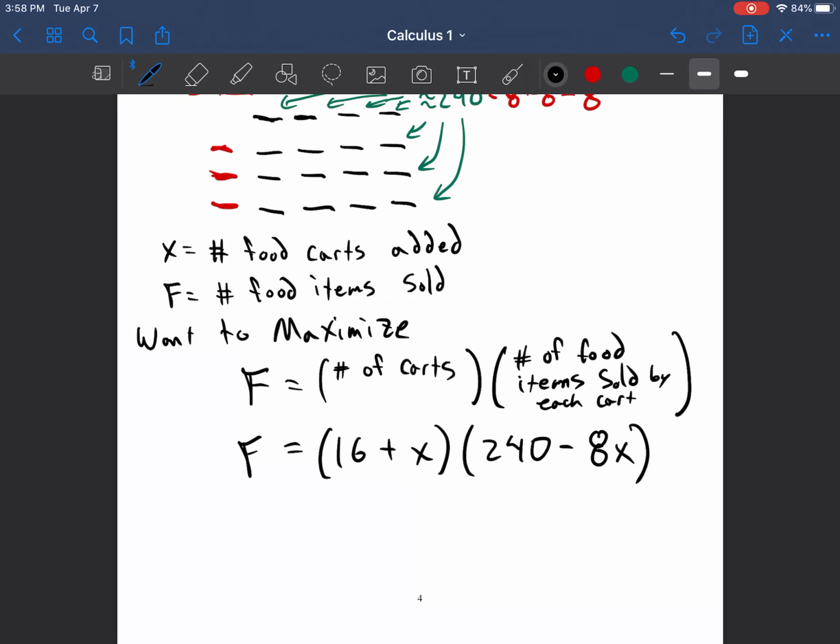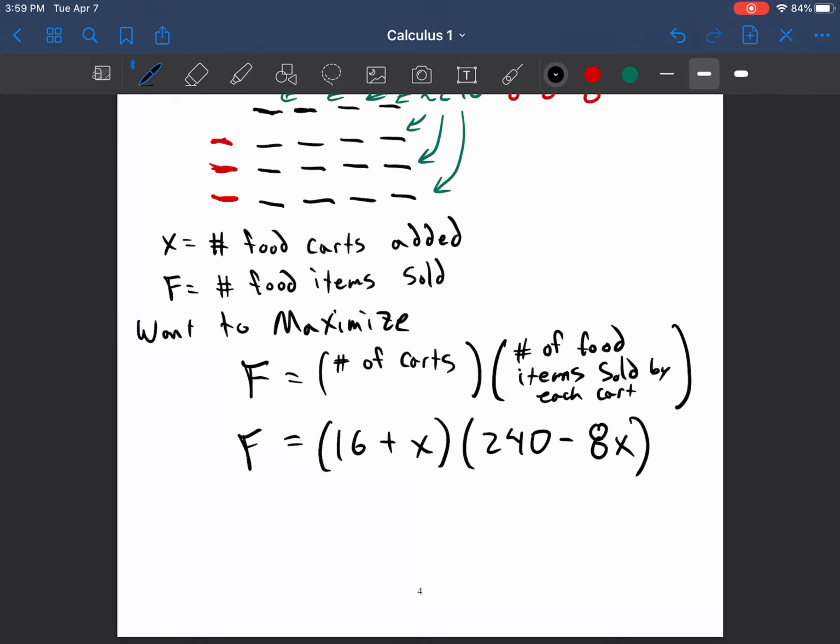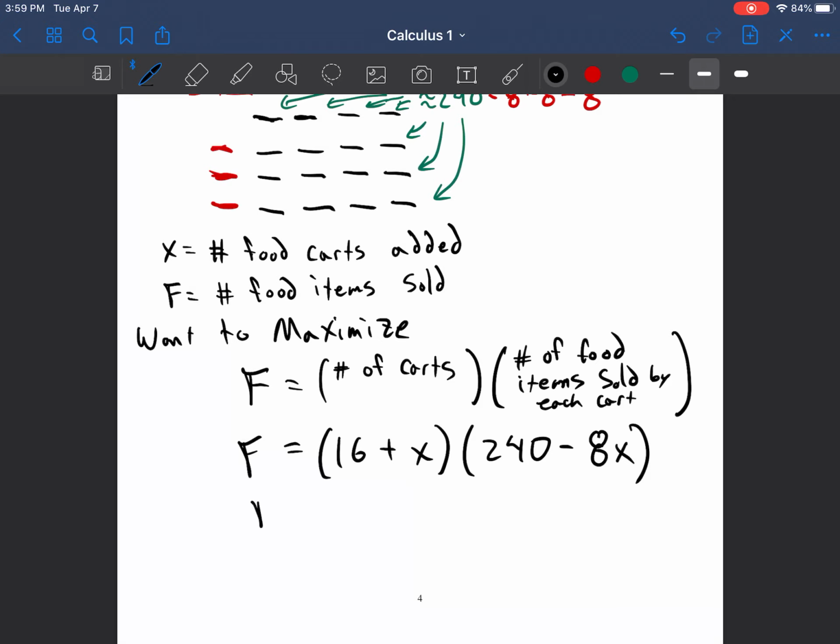We want to maximize this, so we want to make this as big as possible. What we're going to do here is distribute everything out so that we can take its derivative a little easier. You could probably take its derivative right now, but you'd have to use the product rule, and if you can avoid using the product rule by doing a little bit of algebra, then why not? So let's go ahead and distribute this out.